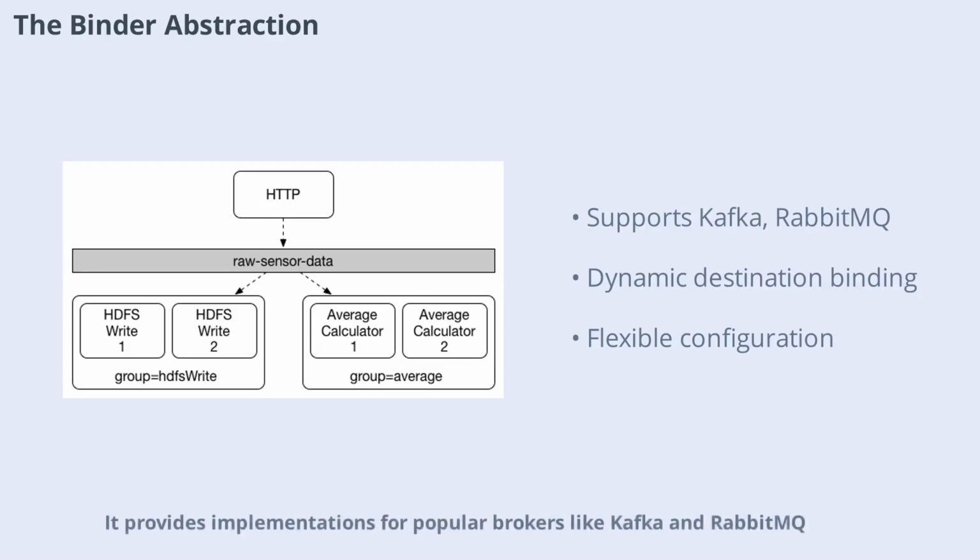Binder abstraction is a key feature of Spring Cloud Stream. It provides implementations for popular brokers like Kafka and RabbitMQ, as well as a test support binder for testing scenarios. The binder abstraction allows applications to dynamically choose destinations and binders at runtime, using external configuration properties. This flexibility enables seamless switching between different messaging systems without changing application code.